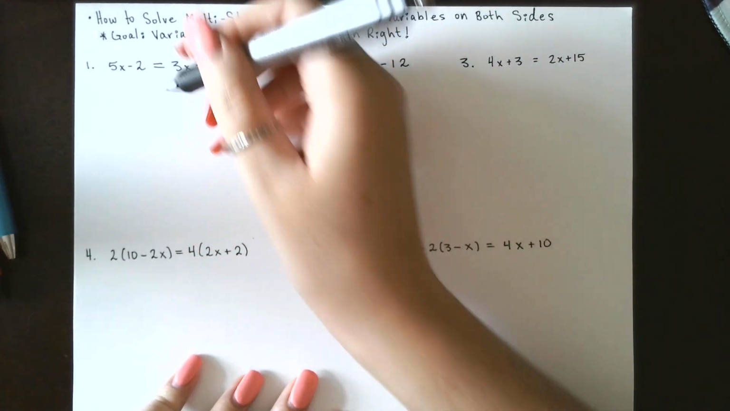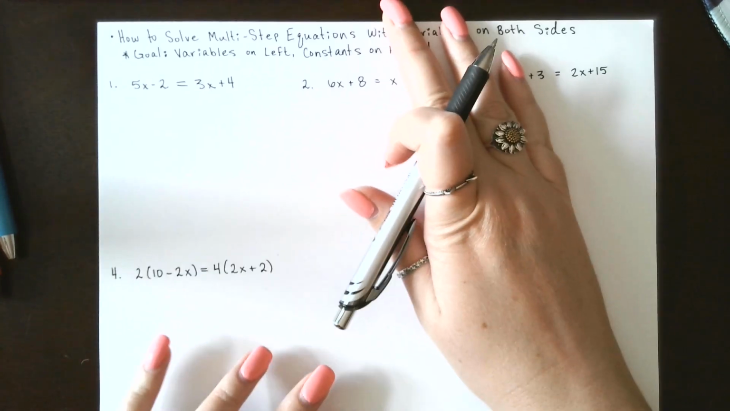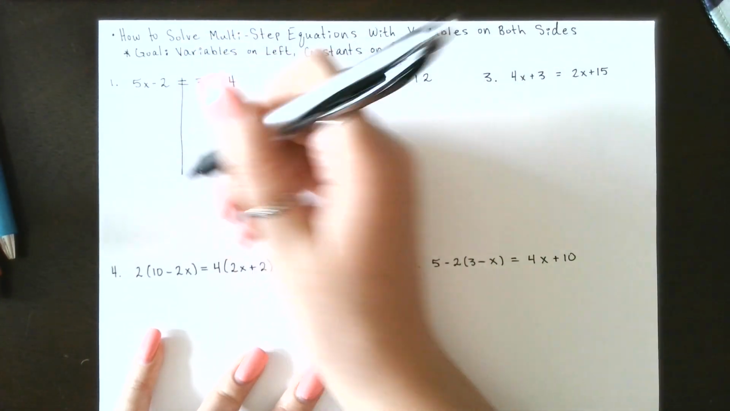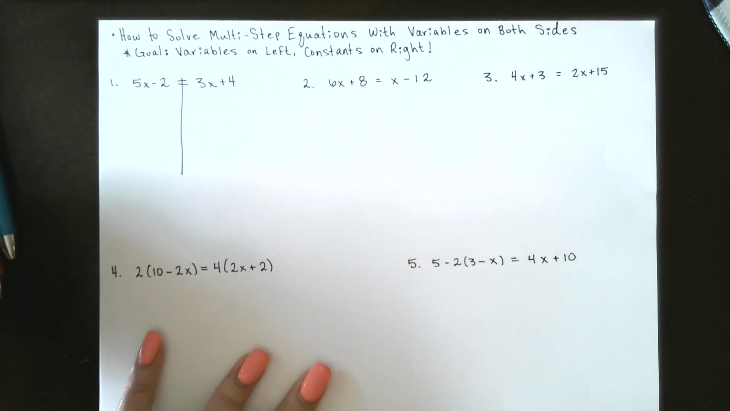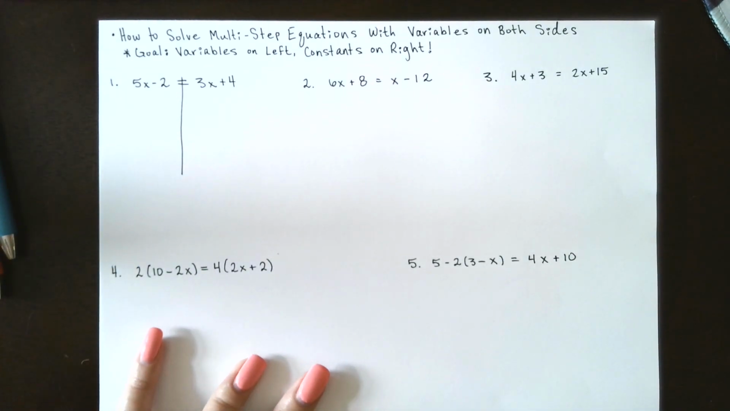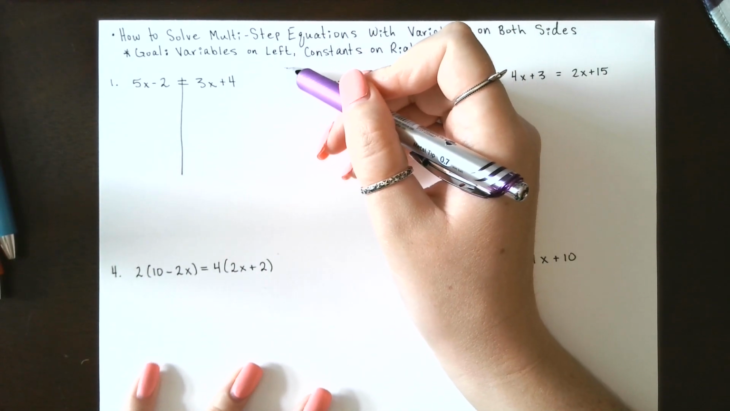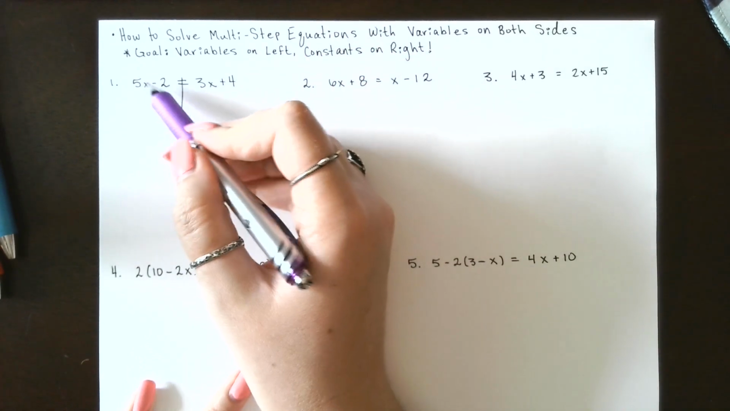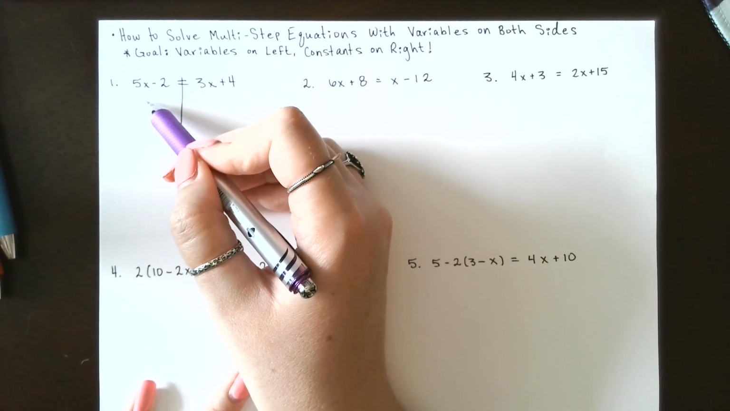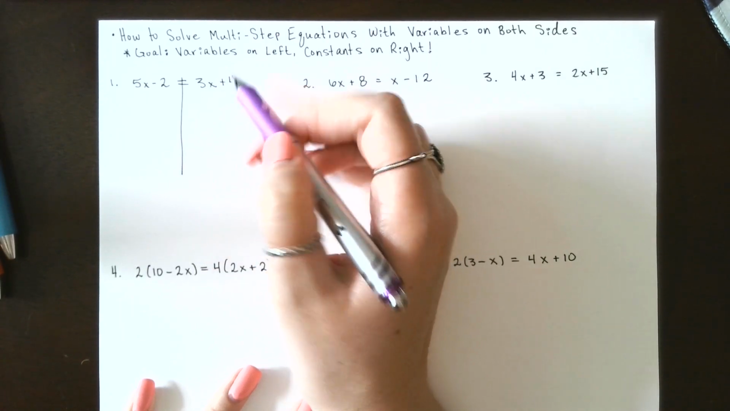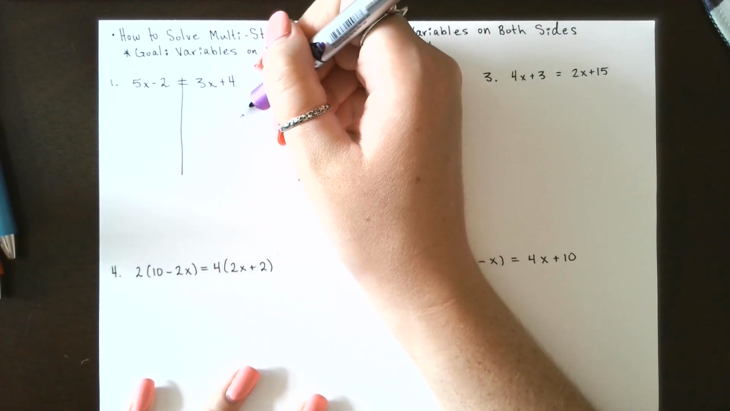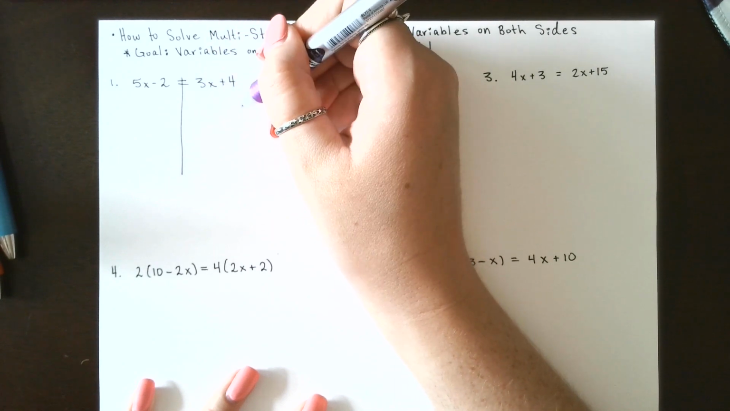So to start off, looking at number one, I always draw a line down my equal sign just so I don't get my sides mixed up. And I have to remember whatever change I make on one side, I also have to make to the other. Now, we want all of our variables on the left, so let's start with that. I see this variable on the left, so I'm going to keep them there. But this variable is on the right. I don't want him there. So we're going to move him. We have to get rid of him on the right side.